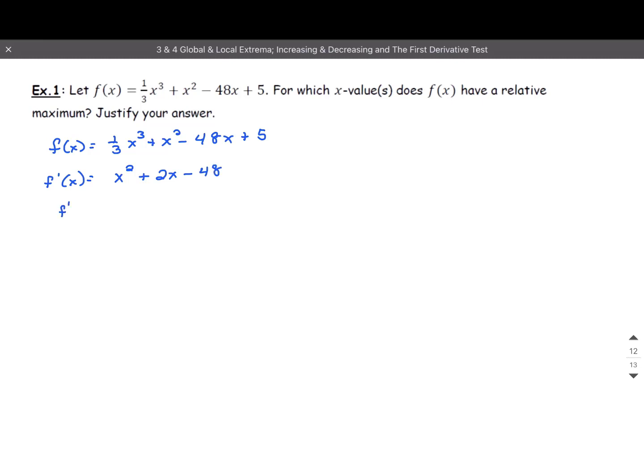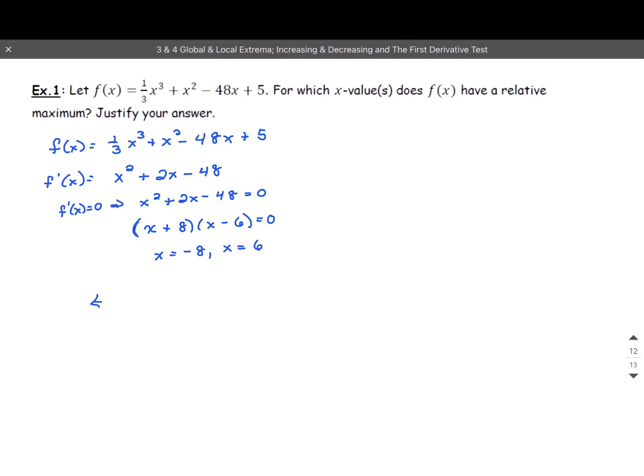We want to know when this derivative is 0, so we have x squared plus 2x minus 48 equals 0, and we need to factor this. If we factor, what multiplies to negative 48 and adds to 2? That's a positive 8 and a negative 6. So I have critical points at negative 8 and at 6.